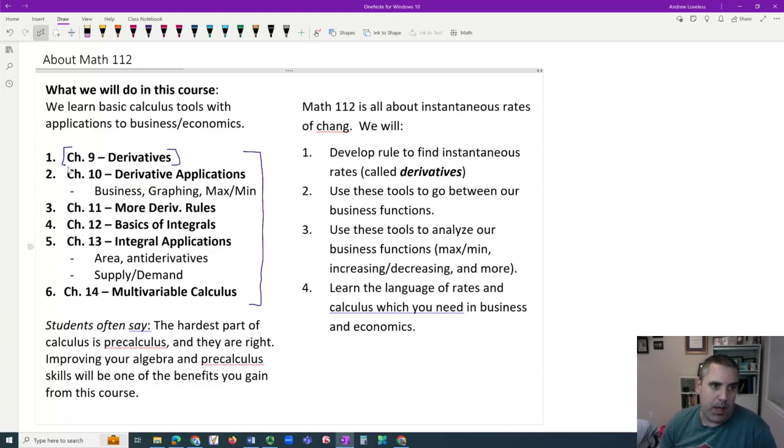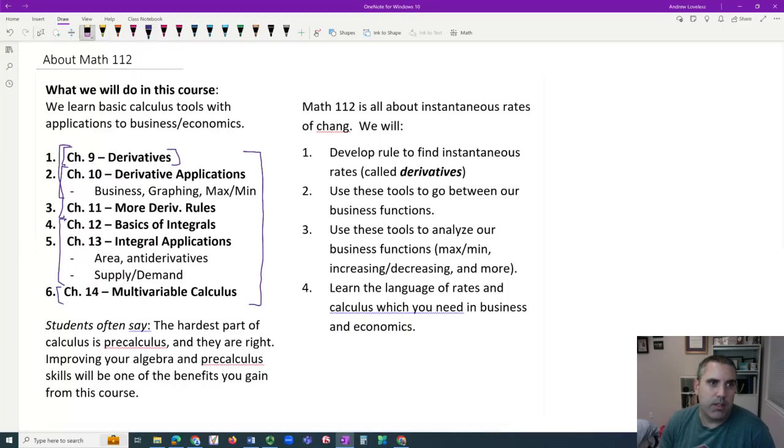We then discuss applications, which you would do in any calculus class. Knowing the derivative and the slope gives you a whole bunch of things. We then add on a few more rules once we have those. And then we talk about how to go in reverse, the antiderivatives. What if I know the rate and want to work backwards? And then we finish with a little multivariable calculus.